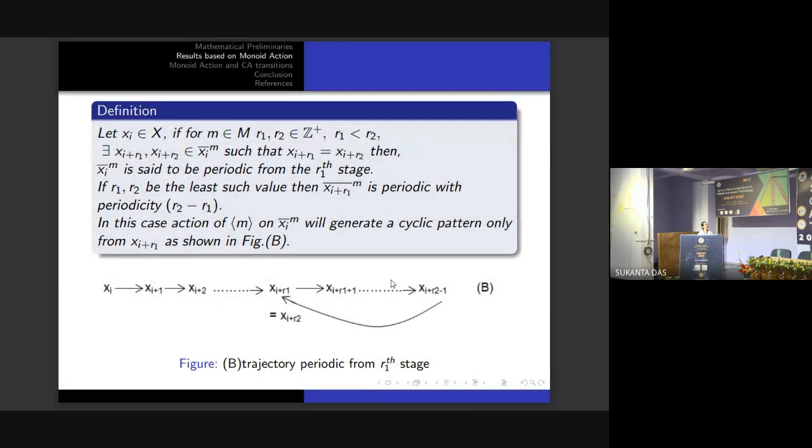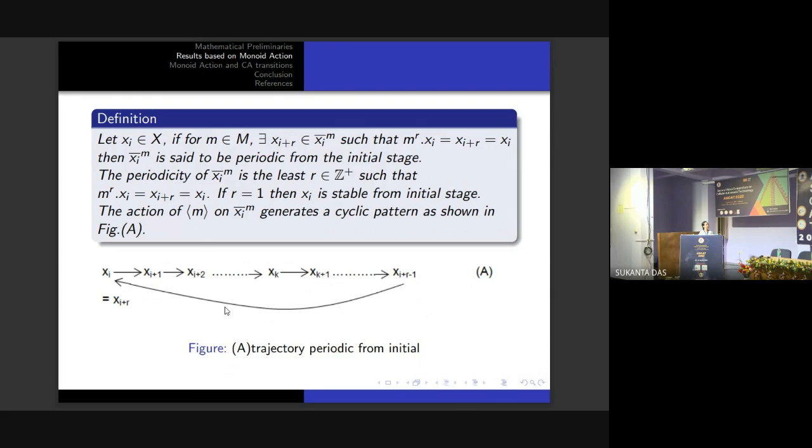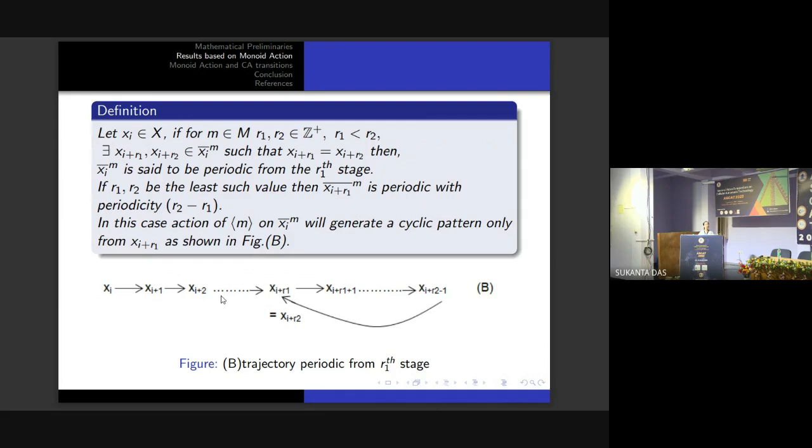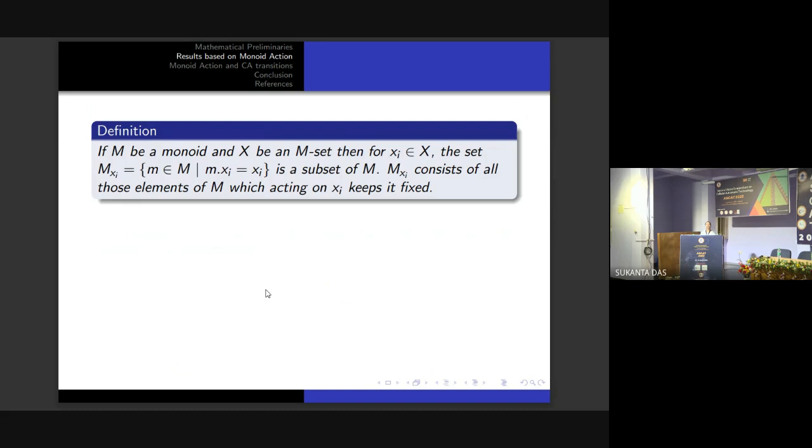So when x starts, the periodicity over here is r, and the trajectory is periodic from the initial state. We started off with xi. Similarly, if we have periodicity from some r1th step, we go up to the r2 minus 1 step, and then it comes back to some middle position, and then it has a periodicity, a cycle. So this will be periodic from the r1th step, and the periodicity will be r2 minus r1. Since we take a finite set, we have only two options: either it's stable or it's periodic. So periodicity can be from the initial state, or it can be from after some steps, from the rth step.